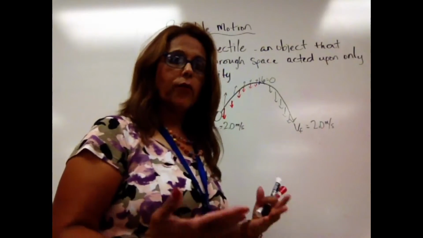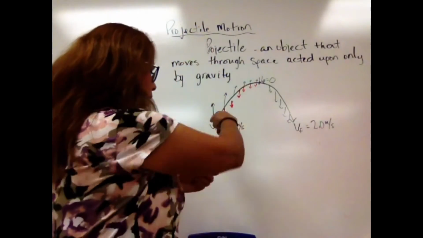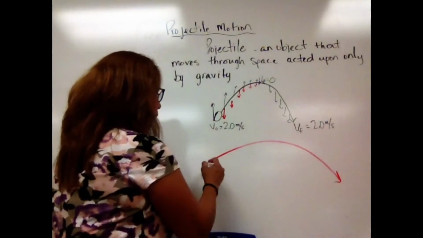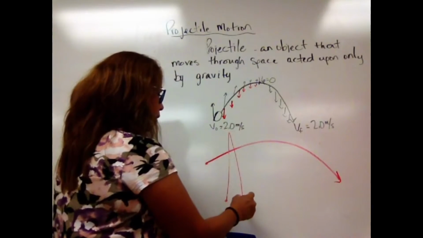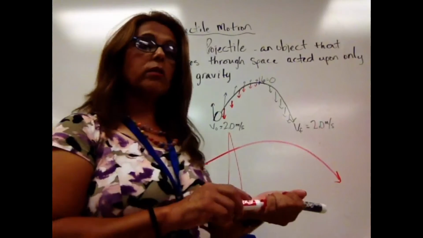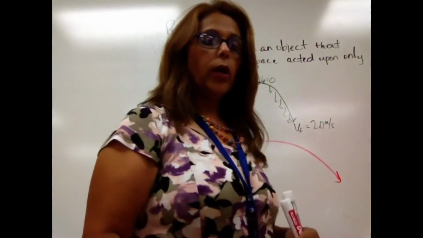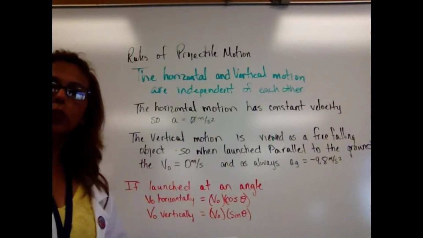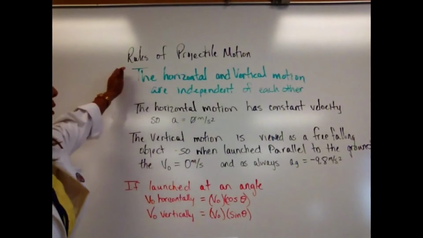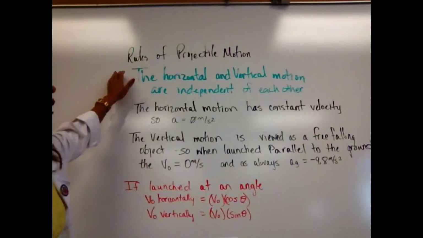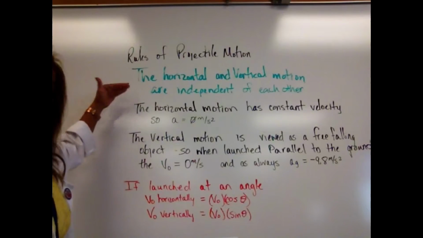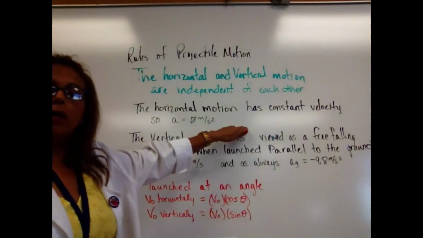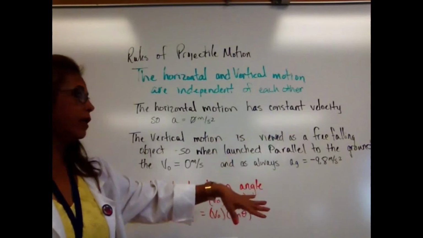Now, regardless of the path, whether it's a path like this, or a really long path like that, or just straight up and down like that, all of these have similarities. So we're going to look at the general rules that projectiles follow. The general rules of projectile motion that we need to consider are that horizontal and vertical motion are independent of each other. So as it's going across horizontally, it maintains a constant velocity. Therefore, the velocity this way is not affected.